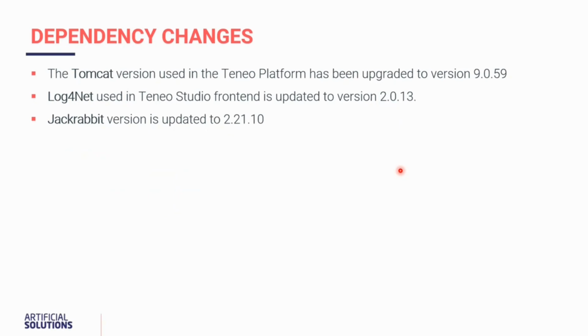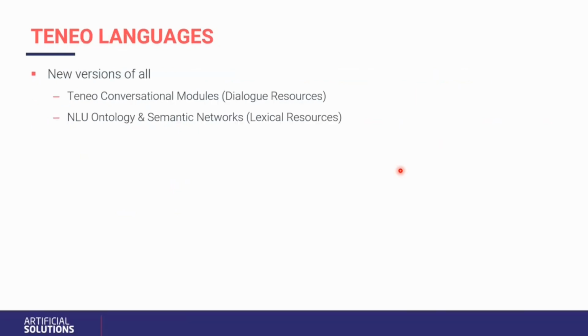Good. Dependency changes. There's been an update in the version of Tomcat, Log4net, and Jackrabbit. This is mostly for your information. It should not be something that you need to worry about, but just so you are aware that these dependencies have been updated. And then, of course, we have updated our language resources, our conversational models, also known as dialogue resources, and our NLU ontology and semantic networks, also known as lexical resources. All of those have been released in a new version with Teneo 7.